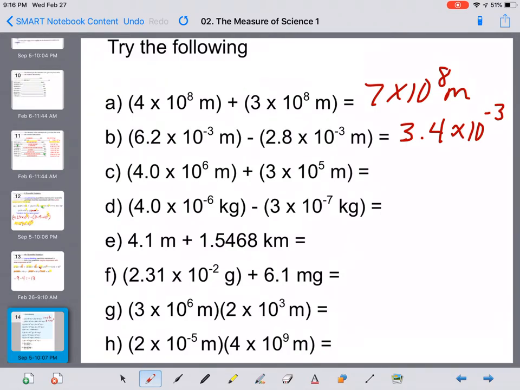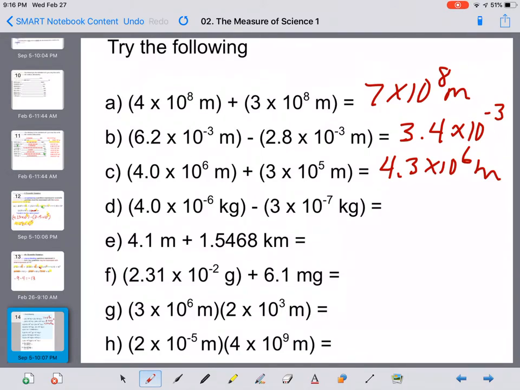Down below we have 2 separate ones in C and D where the exponents are a little bit different. So again, that 5 means that it's going to move to the right 5 places in C. And so if I move it to the left, then it becomes 0.3 times 10 to the 6. So really, then I'd have 4.3 times 10 to the 6 meters by adding them together.